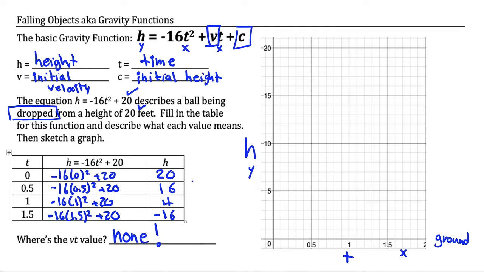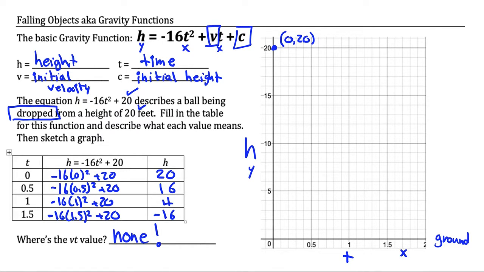Okay, cool. All right, so what in the world do these coordinate points mean? 0 and 20, where are you, coordinate point? Here we go. There's 0 and 20 right there. That means at 0 seconds, this ball was 20 feet off the ground, which makes sense. 0 means you haven't dropped it yet.